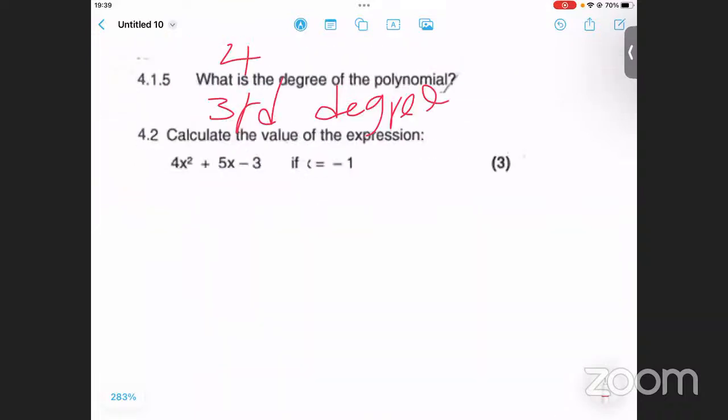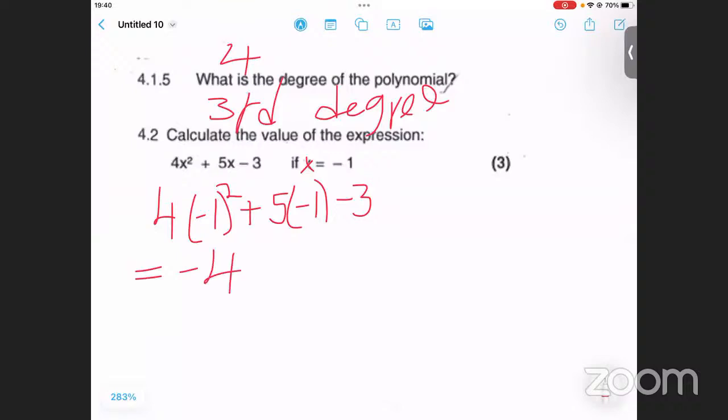Now let's go to this part. They say calculate the value of the expression 4x squared plus 5x minus 3 if x is equal to -1. So if x is equal to -1, do you have somebody who got an answer already? Or are you still calculating? Ma'am, I got -4.